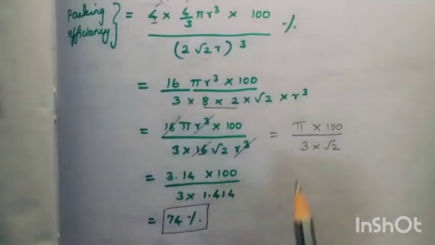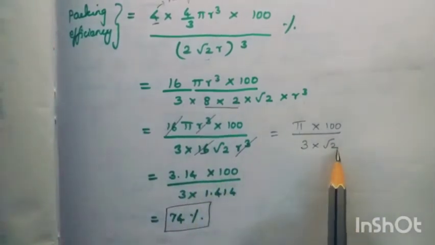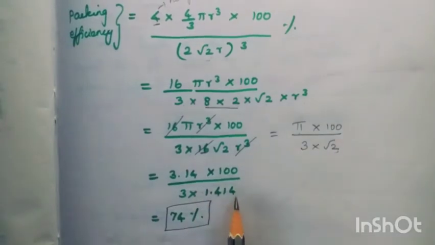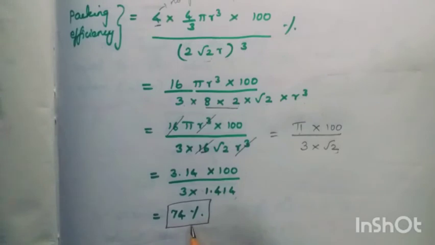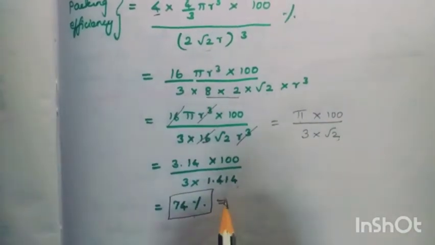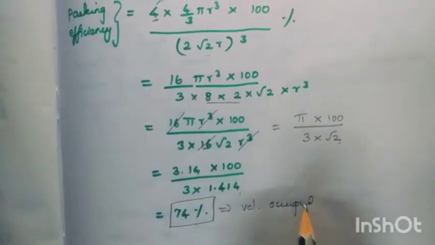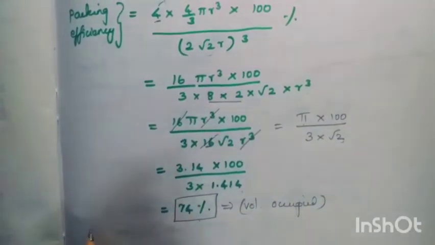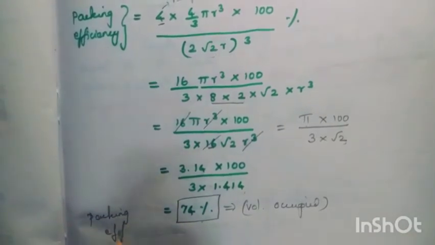So what is the pi value? 22 by 7 or 3.14, into 100, divided by 3 into root 2, which is nothing but 1.414. While substituting all these values and multiplying, we get the percentage 74%. This is the volume occupied. That is the packing efficiency.